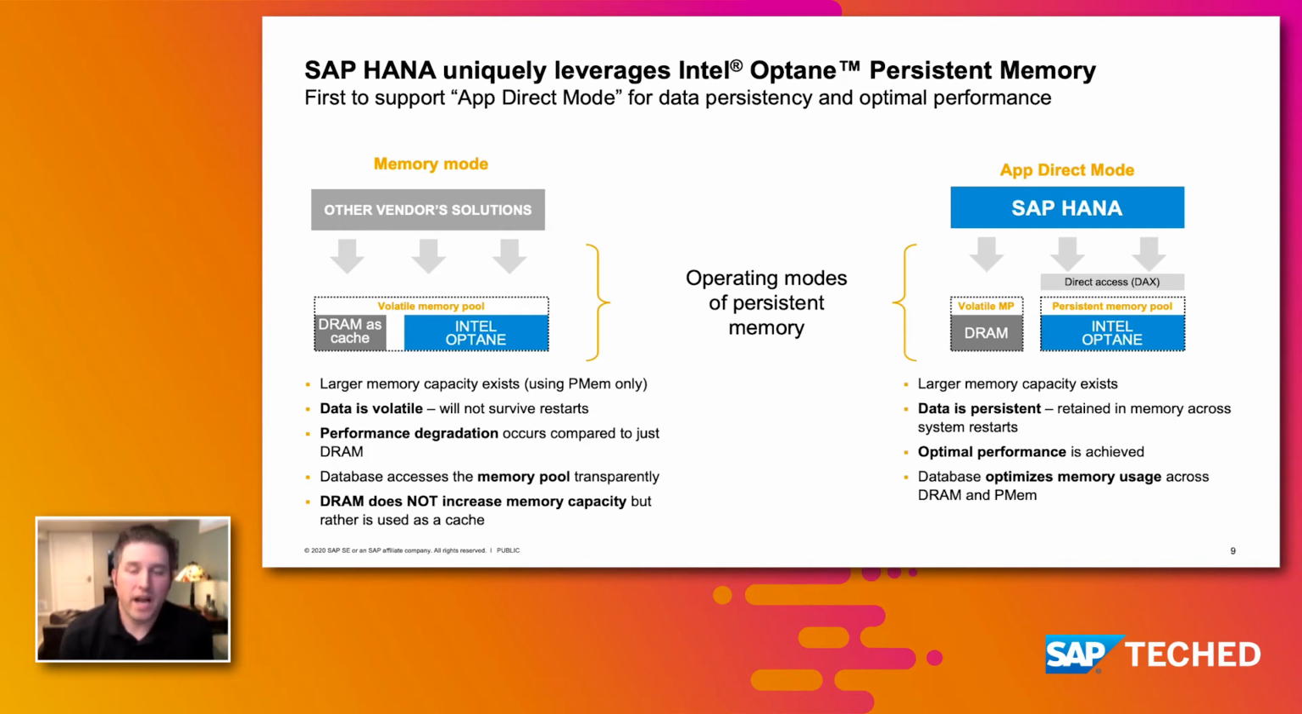So our competition would have to re-architect many of their applications in order to take full advantage of the persistent memory capabilities using AppDirect mode that we have available in HANA today.